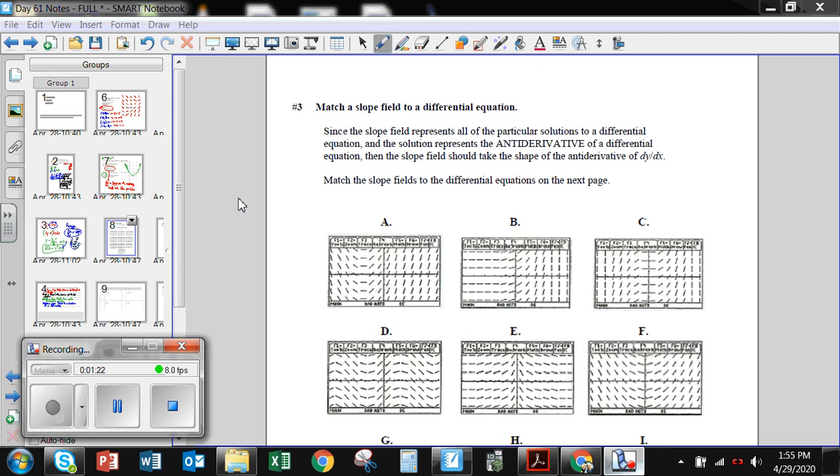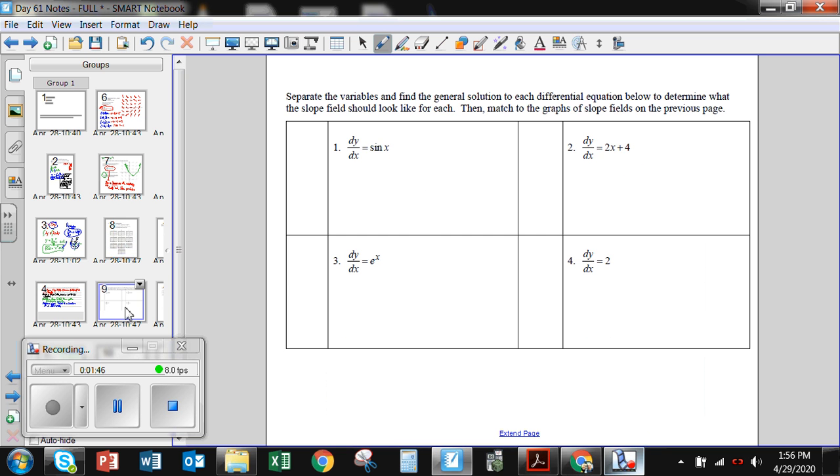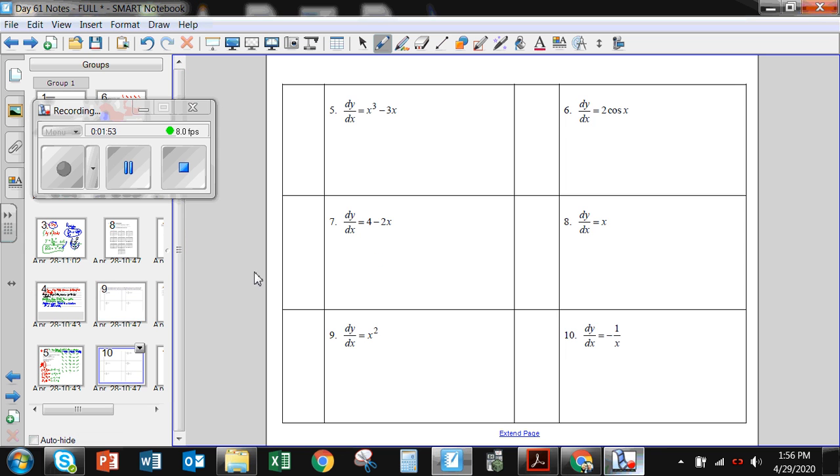Okay, so the third thing they're going to ask us to do is match a slope field to a differential equation. Since the slope field represents all of the particular solutions to a differential equation, and the solution represents the antiderivative of a differential equation, the slope field should take the shape of the antiderivative of dy/dx. Match the slope fields to the differential equations on the next page. It's kind of a pain that we have to bounce back and forth, and I think I have these on a couple different pages here.